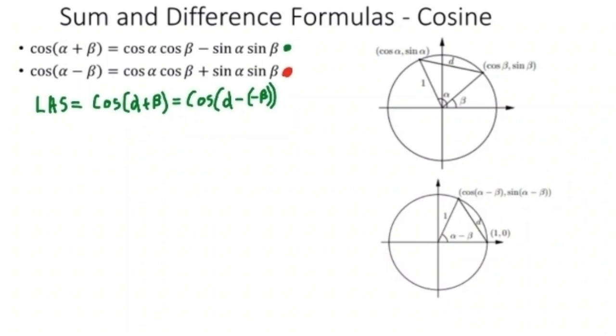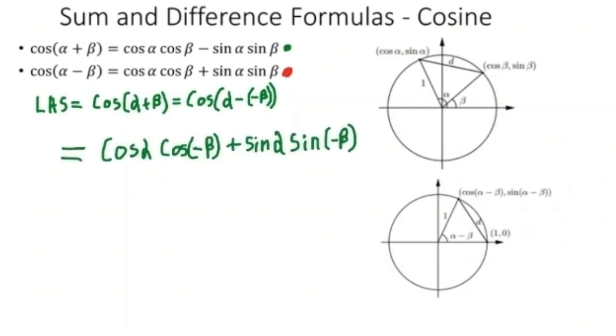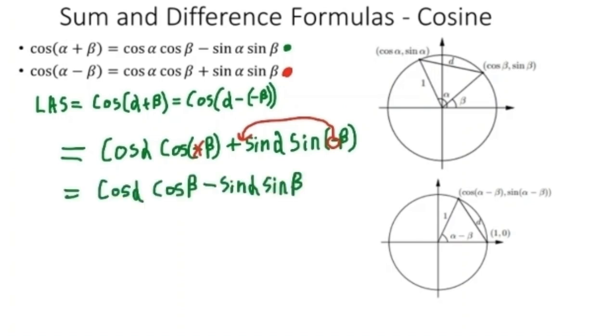And then from there, we can apply our cosine alpha minus beta identity that we just established. And we get cosine alpha cosine negative beta plus sine alpha sine negative beta. Now we can use our already established even-odd properties. Cosine is even, meaning the negative sign inside of cosine doesn't matter. Sine is odd, which means we can pull the negative sign outside of the sine. And we get cosine alpha cosine beta minus sine alpha sine beta, which is our right-hand side.